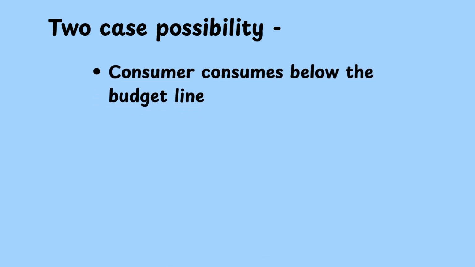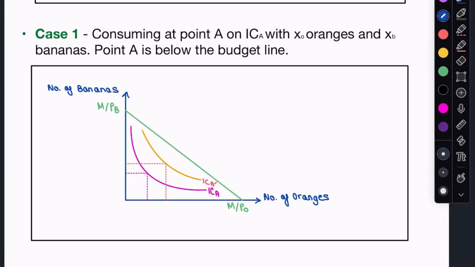We can have two cases, one where the consumer consumes below the budget line and one where the consumer consumes on the budget line. Let's look at case number 1. Let the consumer consume at a point A on ICA with XO number of oranges and XB number of bananas. Point A clearly falls within the budget line, so we know it's a feasible bundle. But is it the best preference? Clearly no.